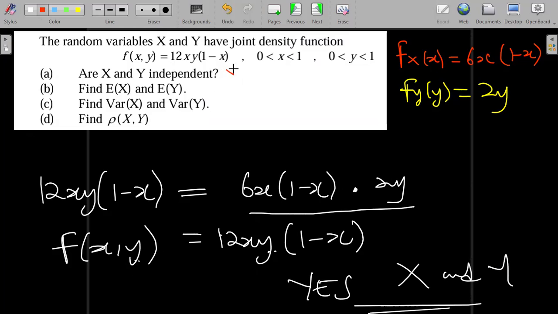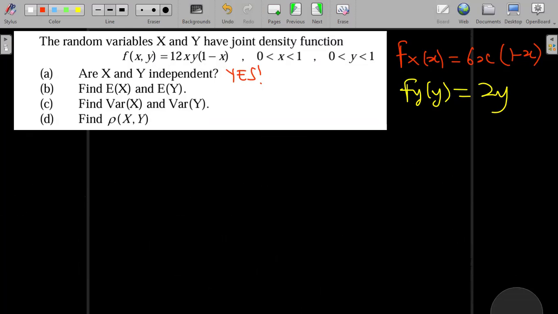Okay, so here we can put yes. Okay, and then now let's find the expected of x, the expected of y. So that one is very simple. We just use the marginals that we found. So the expected of x will be equal to the integral.